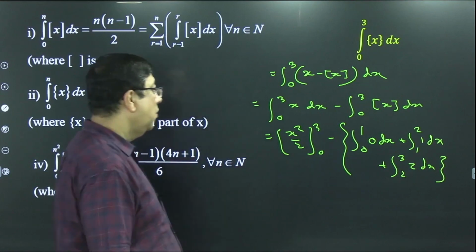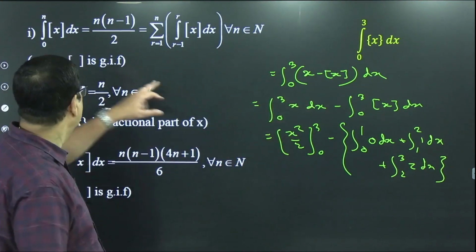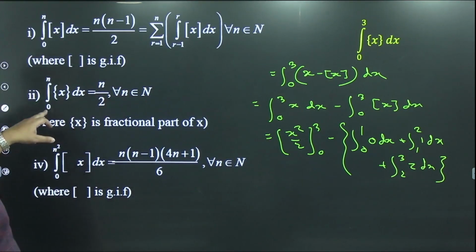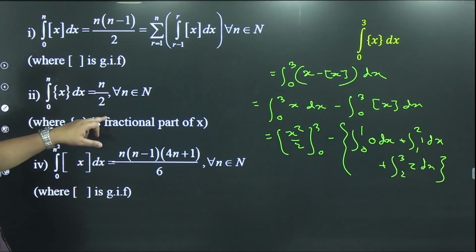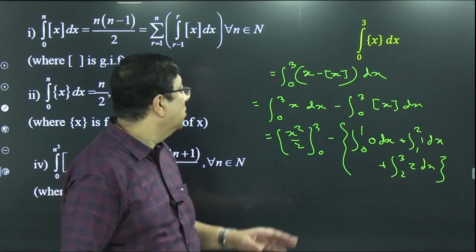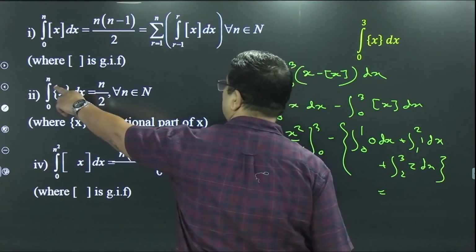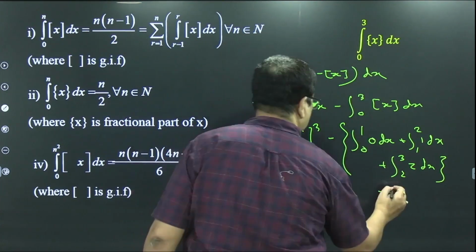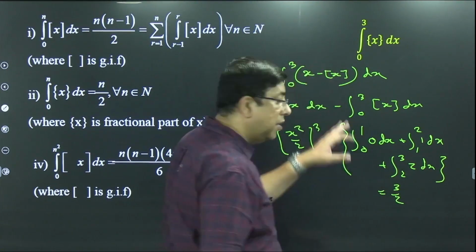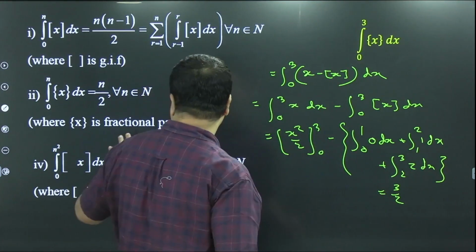In this way, we can get the result. And in shortcut, in one line, this is the way. The integral from 0 to n of the fractional part of x is n by 2. This is a very effective formula. So in this case, the answer is coming to be n by 2, so here n is 3 by 2. You must check it. This is how to solve this sum, and this is the shortcut method.